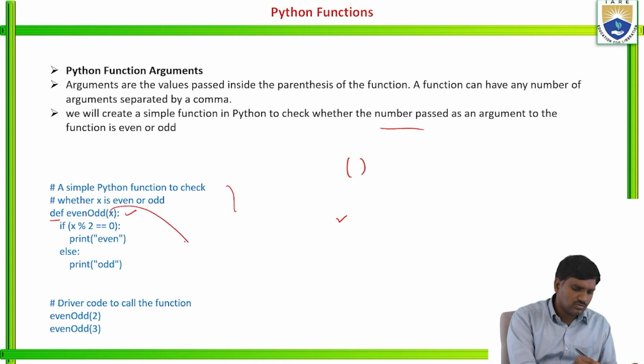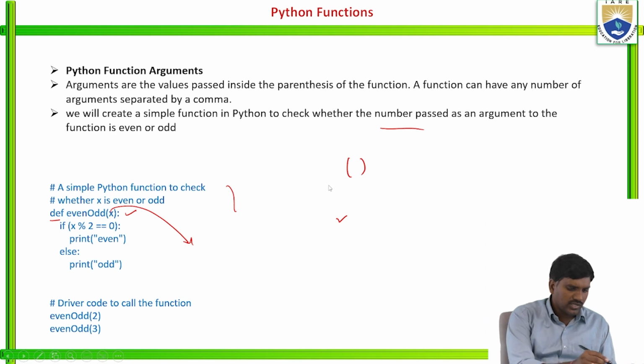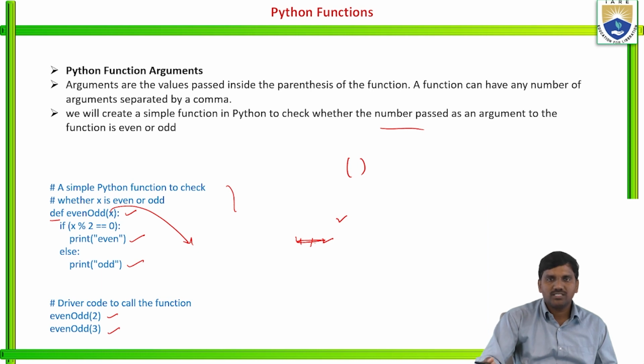So x is the value. If the condition x divided by 2, the remainder, is equal to 0, then print even, or else print odd. For example, 4 divided by 2, the operation is going on. Then the driver code calls the function: even_odd(2), even_odd(3). So is the number 2 an even number or odd number? The same function.